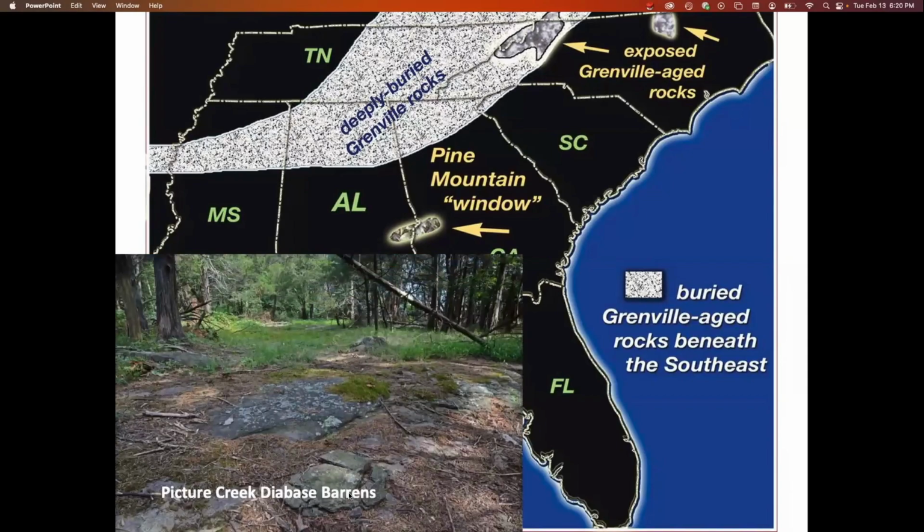Here's another bit of Grenville Mountain rock. This is in southern Virginia, right on the Virginia-North Carolina border. And this is the type of rock formation called the Picture Creek Diabase, which is a type of granite found just north of Raleigh, North Carolina. This is a very flat plain. It's part of the Piedmont region. But those rocks are from the Grenville orogeny, from the Grenville time.